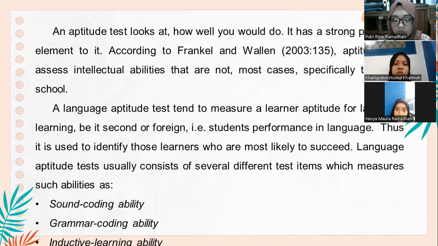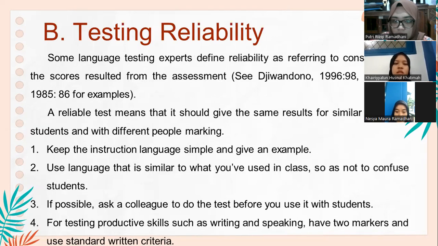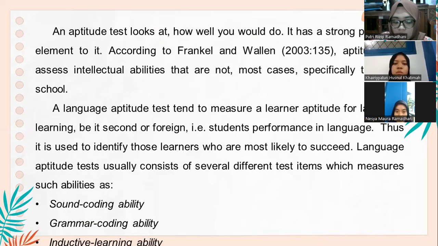Language aptitude tests usually consist of several different test items which measure such abilities as, first, sound coding ability, or the ability to identify and remember new sounds in a new language. Second is grammar coding ability, or the ability to identify the grammatical function of different parts of sentences. Third is inductive learning ability, or the ability to work out meanings without explanation in the new language. And the last is memorization, or the ability to remember and to recall words, patterns, and rules in the new language.